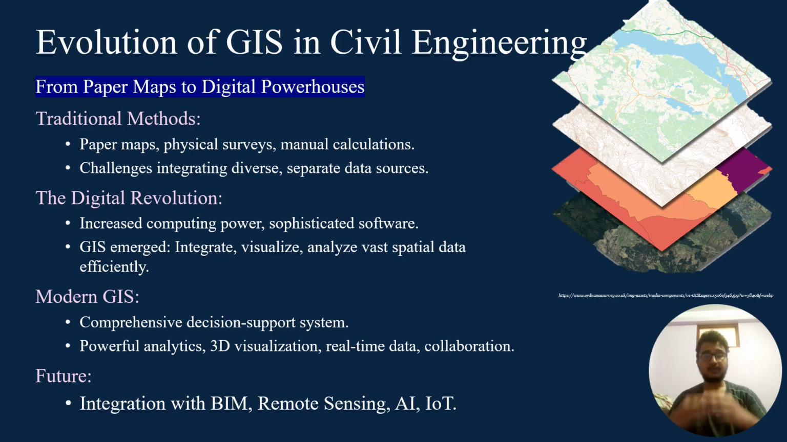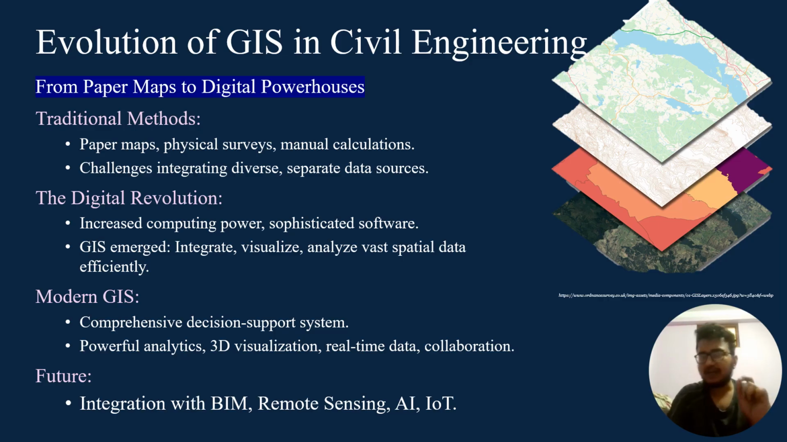As computing power increased and software became more sophisticated, GIS emerged as a game changer. Engineers could suddenly integrate, visualize, and analyze vast amounts of spatial data with unprecedented efficiency. Today, GIS has evolved from a simple mapping tool to a comprehensive decision support system. Modern GIS platforms offer powerful analytical capabilities: 3D visualization, real-time data integration, as well as seamless collaboration features that the traditional methods do not have. This evolution has fundamentally transformed how civil engineers approach planning, design, construction, and maintenance of infrastructure projects.